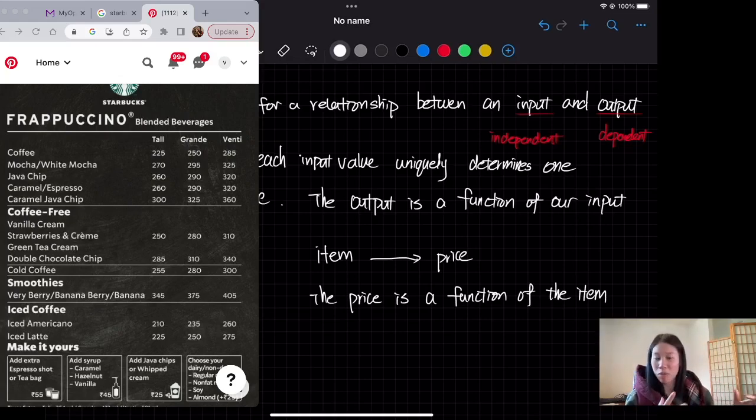But you can't do the opposite, where I give you the price and you tell me the item. Because if I tell you I want something that's $2.19, you wouldn't know whether I'm trying to order a grande Java chip or a grande caramel espresso, right? So you need to be careful which one is the input and which one is the output.